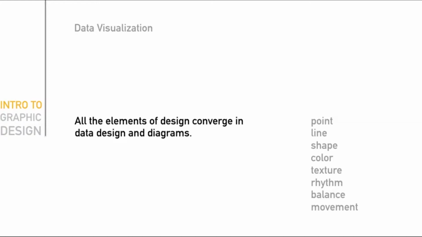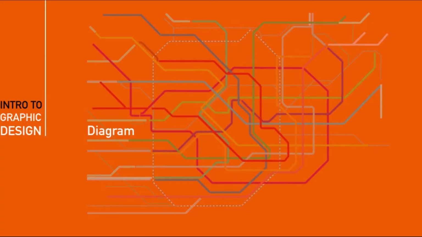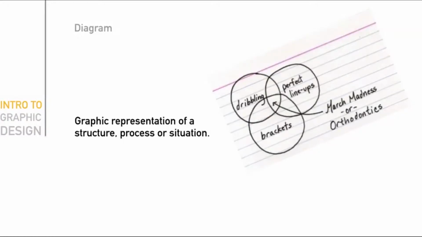So you cannot neglect the basic formal elements of point, line, shape, color, and texture, and you can't neglect the relational principles of rhythm, balance, movement, direction, scale, things like that. So you really have to finesse things well when you're dealing with charts and diagrams to explain information. A diagram represents a process, a sequence, a structure, a situation.